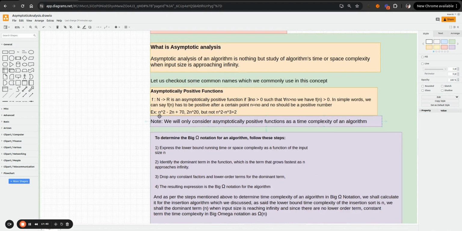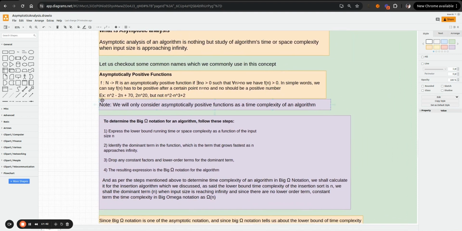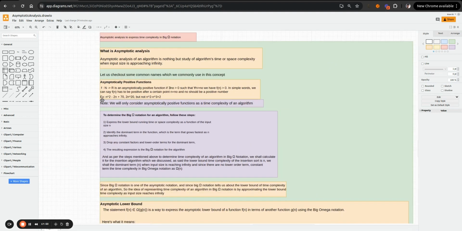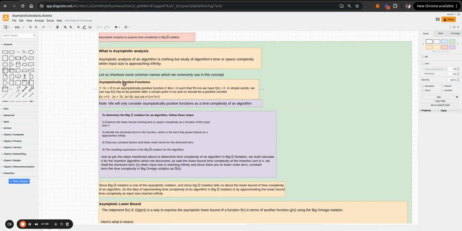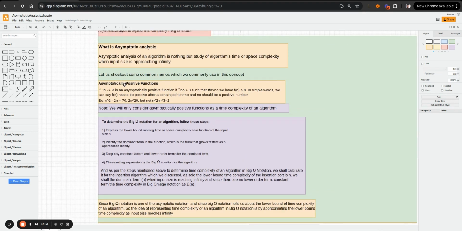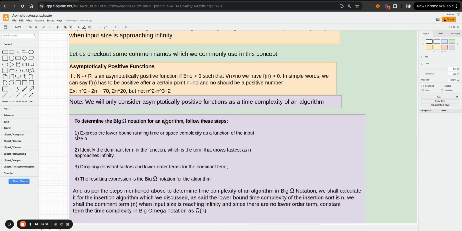So basically, we'll only consider asymptotically positive functions as the time complexity of an algorithm, because time complexity cannot be negative, right? So this is what an asymptotically positive function is about. Now we will see how to calculate the time complexity in big omega notation for an algorithm. For that we'll be following these steps.